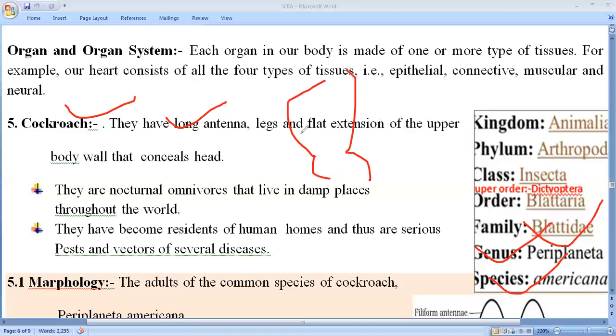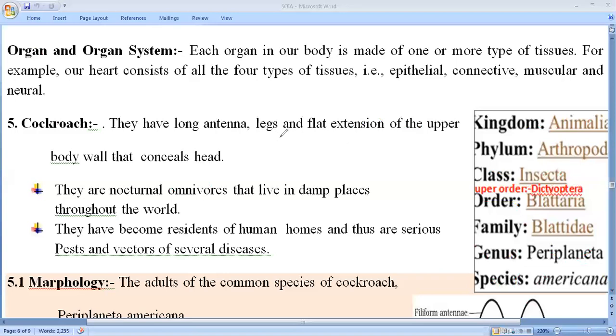These antennae act as sensory receptors, and they also have legs, three pairs of legs, and these legs arise in the thoracic region. First is the prothoracic, second is the mesothoracic, and third is the metathoracic. So these three pairs of legs are found in the thoracic region of the cockroach.